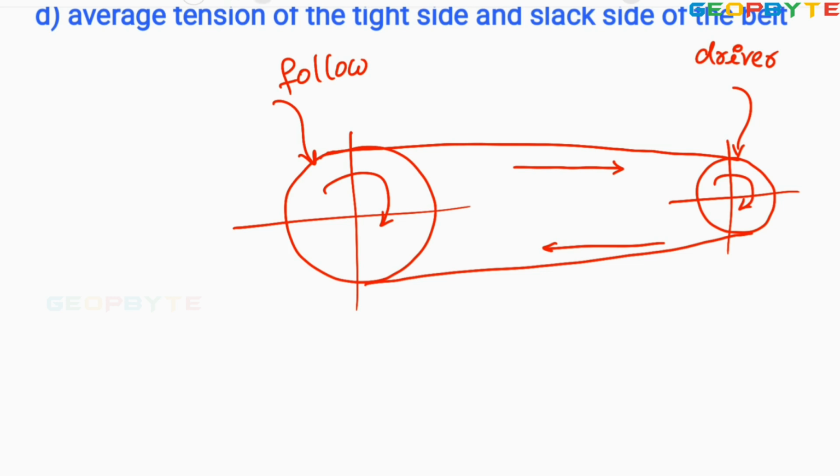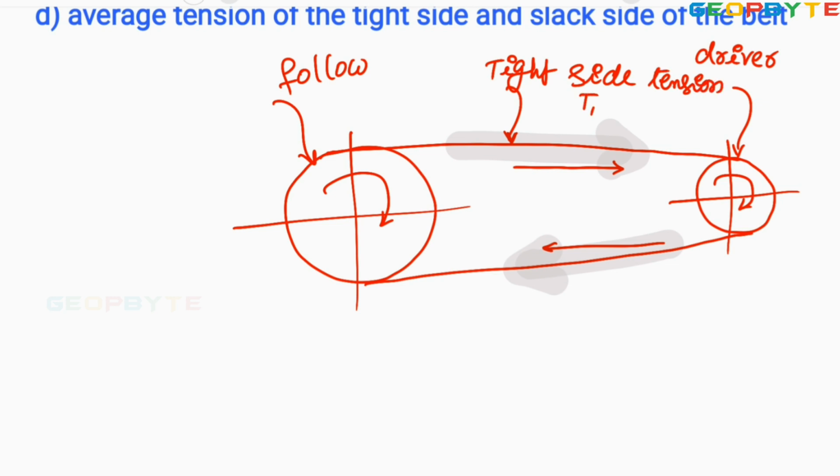By the time the driver pulley is running in the clockwise direction, the driver pulley is pulling in this direction, pushing the belt in this direction. Therefore, you can find that maximum tension is found on the top side and less tension is found on the bottom side. The top side tension I can say is tight side tension. Let the tight side tension be T1 and this is the slack side.